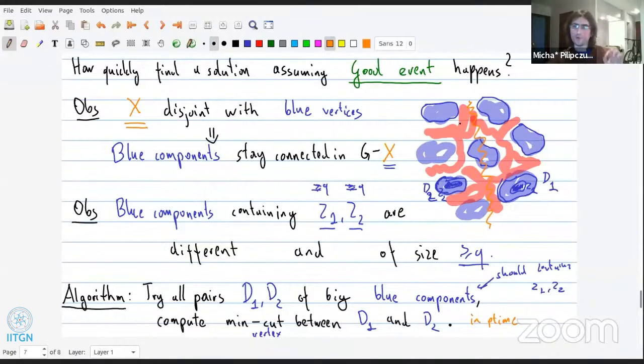So now observe what happens. Certainly, if we found such a cut of size at most K, then we found a solution, right? Because after removal of this cut of size at most K, I have two connected components, one containing Z1 and the second containing Z2, and both of them are of size at least Q. On the other hand, if I had the good event and I guessed D1 and D2 correctly, then I will find such a cut, because my solution X is such a cut that separates Z1 from Z2, or D1 from D2. So in the case of a good event, I will be able to find some feasible solution to the problem.